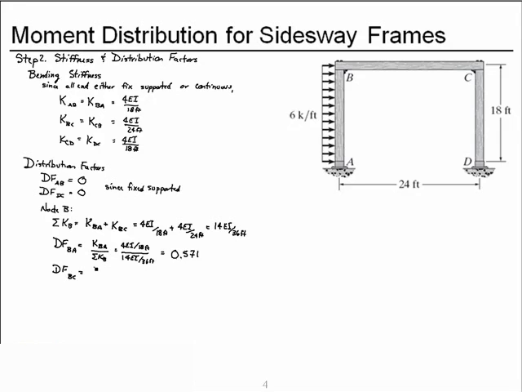For BC, it's 4EI over 24 feet divided by 14EI over 36 feet, and this is 0.429. These two quantities add up to 1.0. That's a good intermediate check.